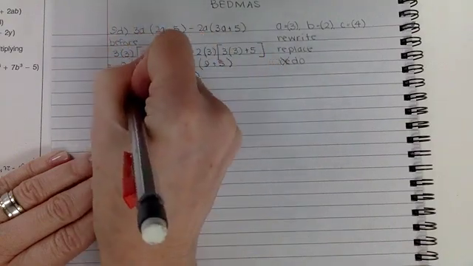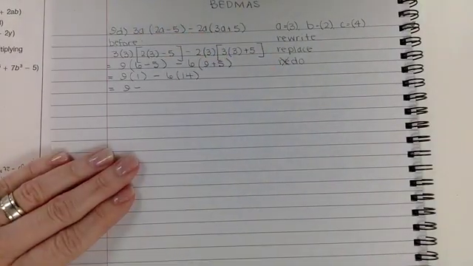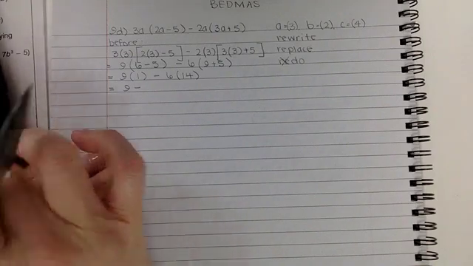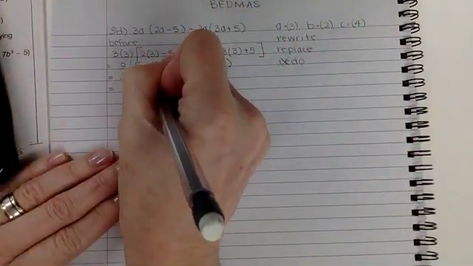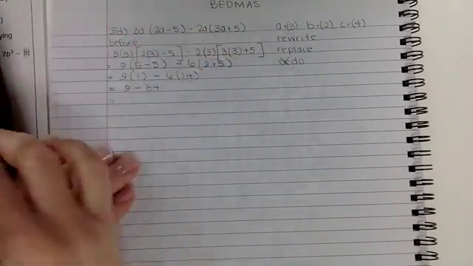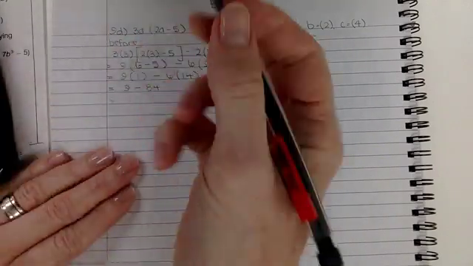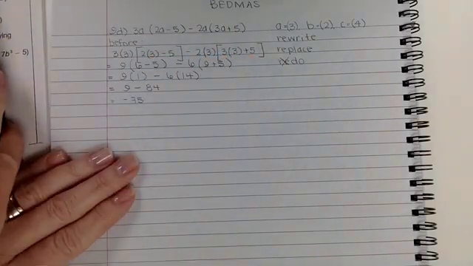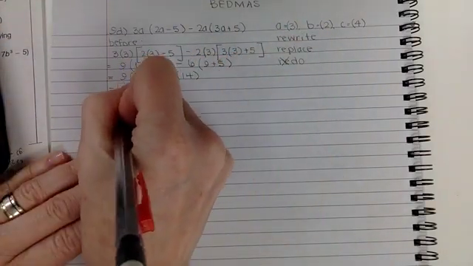and that'll give me 9 minus whatever 6 times 14 is on my little calculator, 84. So 9 take away 84 is negative 75, which is what we're supposed to get. Hooray.